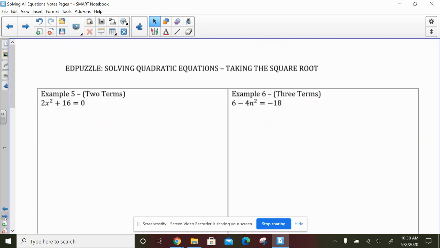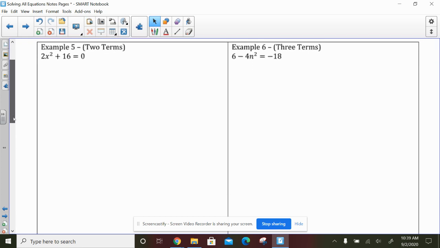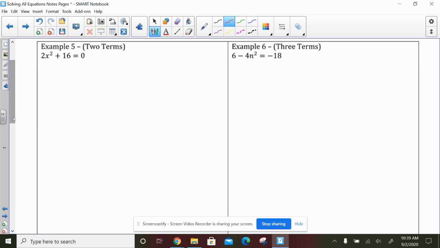Okay. All right, so if you'll look at these on the back, I'm going to try to go through these pretty quickly. So if you need to pause your video, please do so.